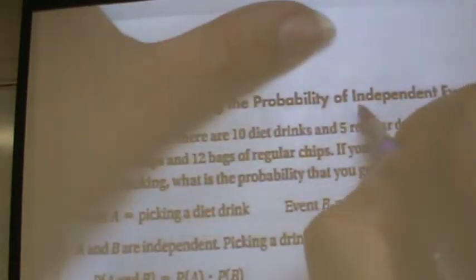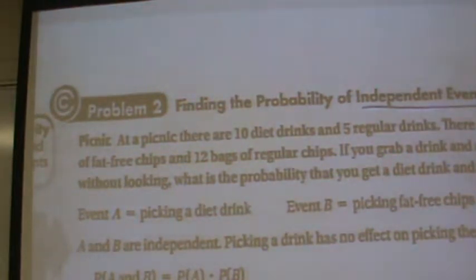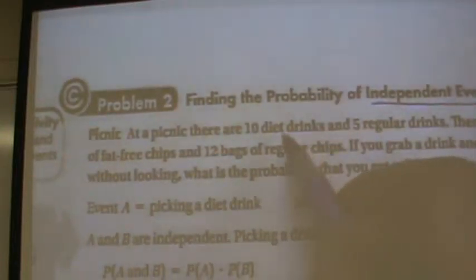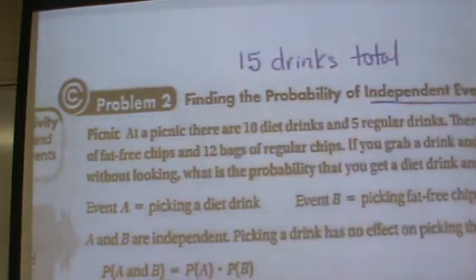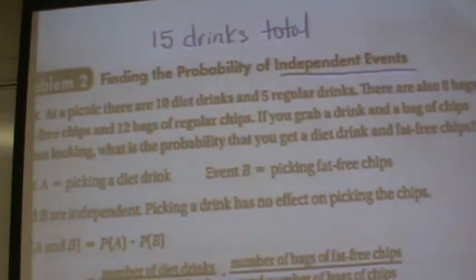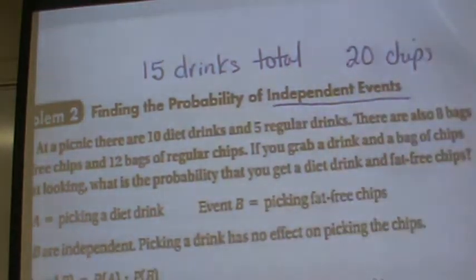Okay, so flip to the back side. Here's a good example of two independent events. You're at a picnic and there's 10 diet drinks and 5 regular drinks. How many drinks are there? 15 drinks total. Then there's 8 bags of fat-free chips and 12 bags of regular chips. How many bags of chips are there? 20 bags of chips.